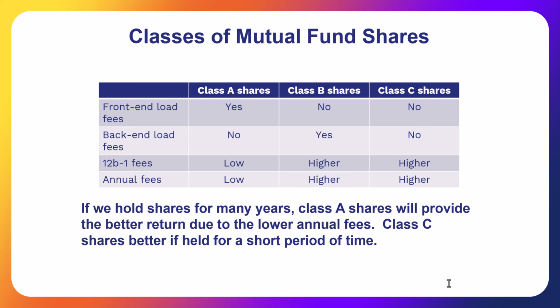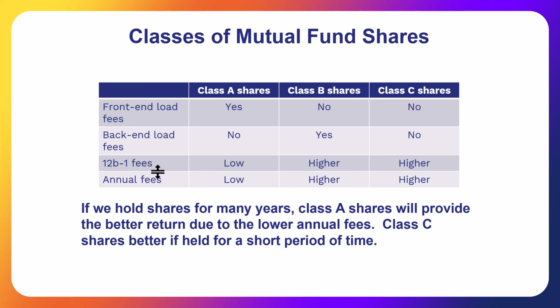There are different classes. We've talked about this. The classes really refer to the kind of load. Class A shares are front load. B shares are what are referred to as back end load, and C shares are no load shares. So, what's the difference between the shares? We know that there's a load, there's a commission.